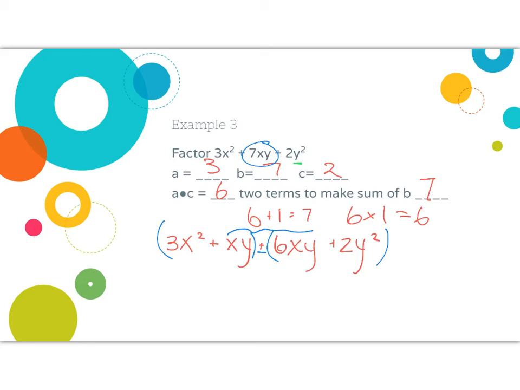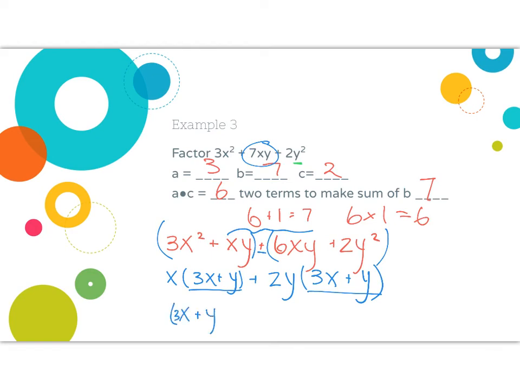Common factor in our first set of brackets or binomial is x, so we're left with 3x plus y. In our second term or binomial here, the common factor is 2y, so we're left with 3x plus y. Noting again that our two leftover binomials are the same, so we're going to factor those out. We're going to get 3x plus y out front, and then times x plus 2y. So nothing's changed. When we had multiple variables here, we've done exactly the same thing.